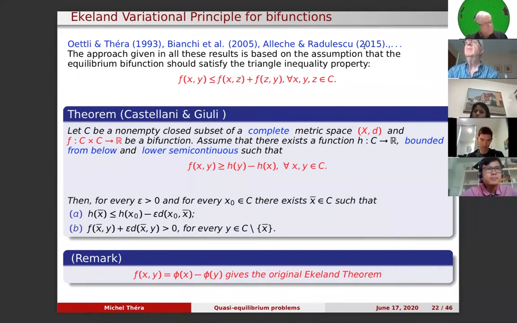Condition A: H bar of X bar is less than or equal to H of X0 minus epsilon times the distance between X0 and X bar. And condition B: F of X bar and Y plus epsilon times the distance of X bar and Y is strictly positive for every Y different from X bar and Y in C. And if you take as a bifunction F of X and Y equal to phi of X minus phi of Y, you recover the original Ekeland theorem for phi, okay?